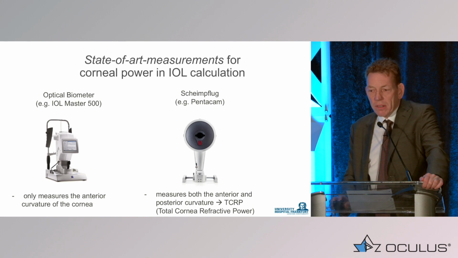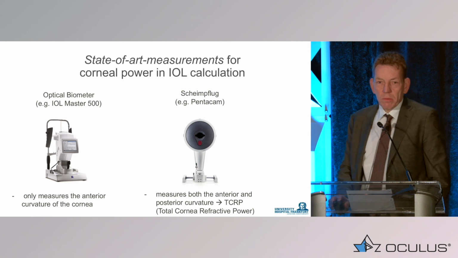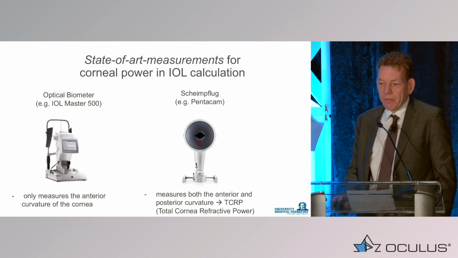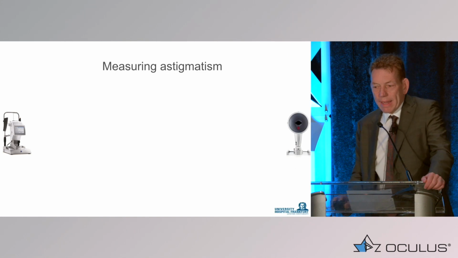The state of the art for corneal power in IOL calculation, very often used worldwide, is the IOL Master 500. And for a long time now, also starting with the corneal measurements, there is the Scheimpflug device from Oculus, the Pentacam. The IOL Master only measures the anterior corneal curvature, and the Scheimpflug, as you can see here, takes into consideration anterior and posterior curvature.